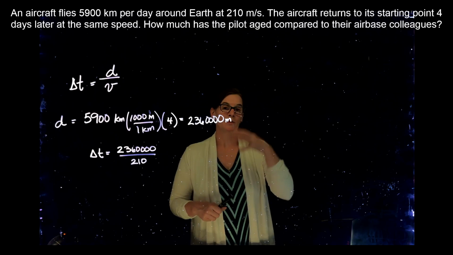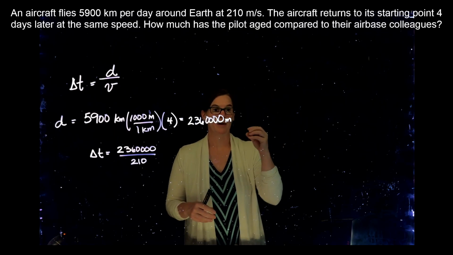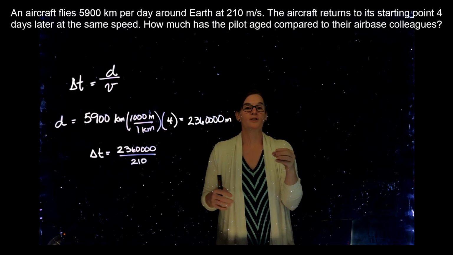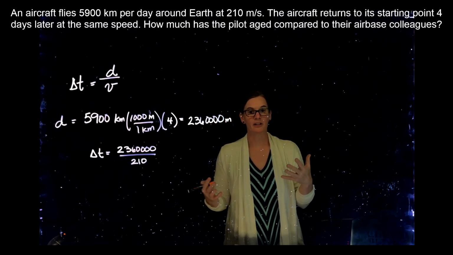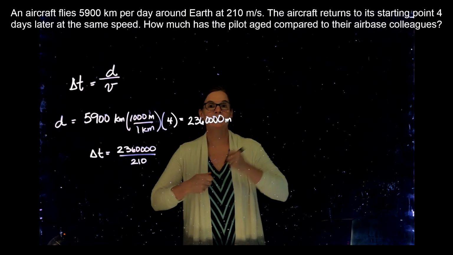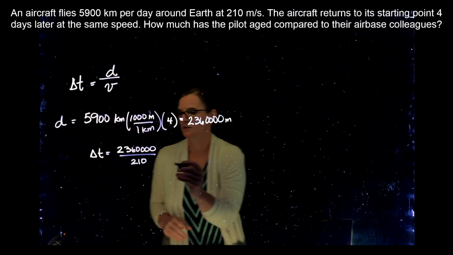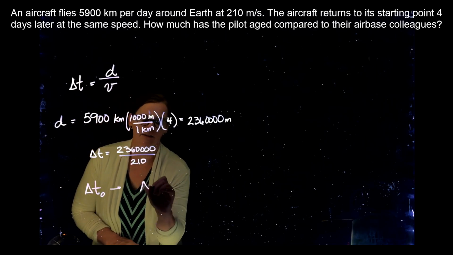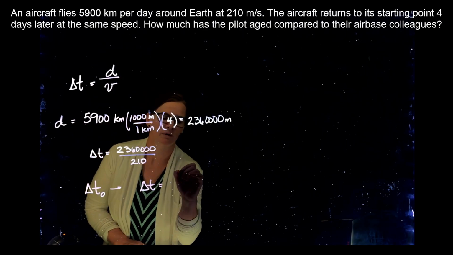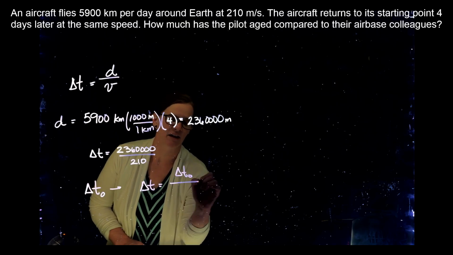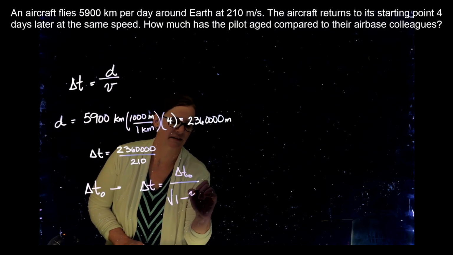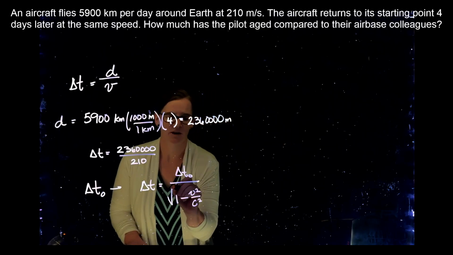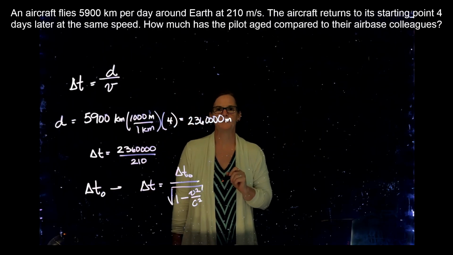We know that the person in the airplane that's moving around, their time is going to be smaller, right? So based on our time dilation understanding, their event is going to be the proper time. So that's going to be our delta T naught. And we know that delta T, based on our time dilation relationship, is delta T naught over the square root of 1 minus the speed squared of the plane divided by the speed of light squared.